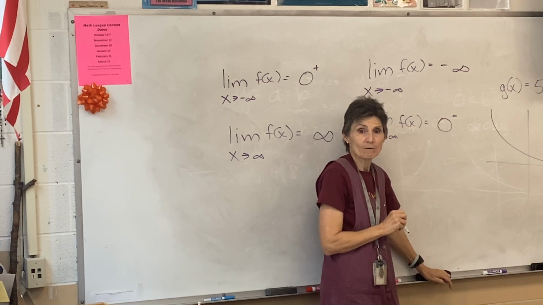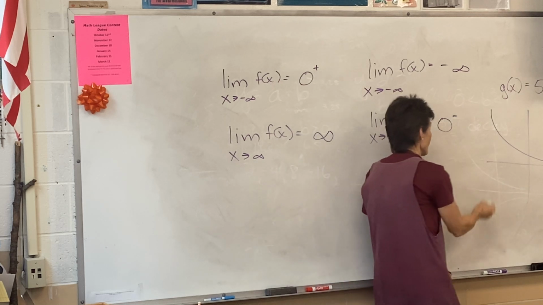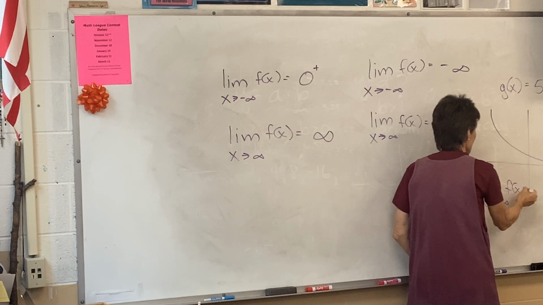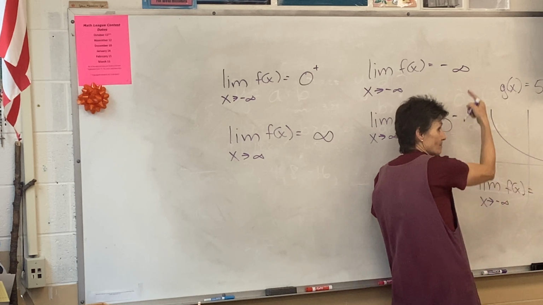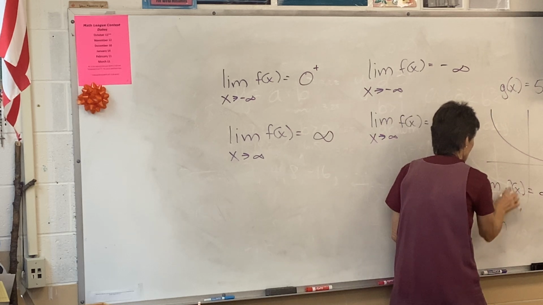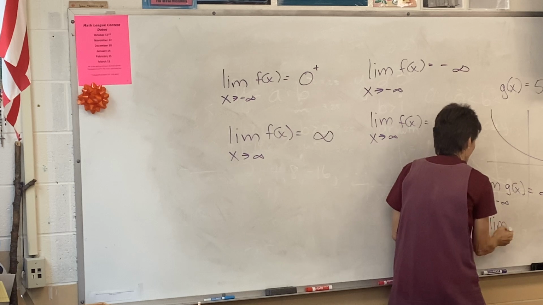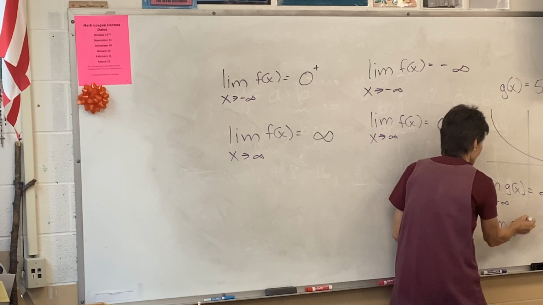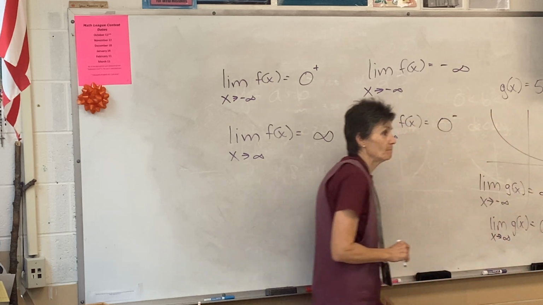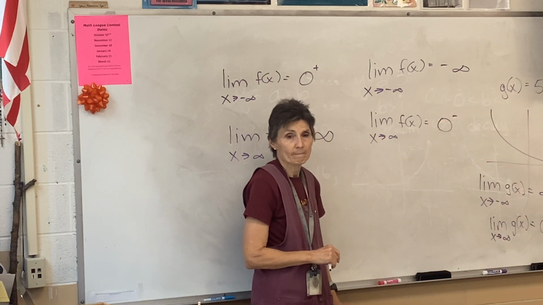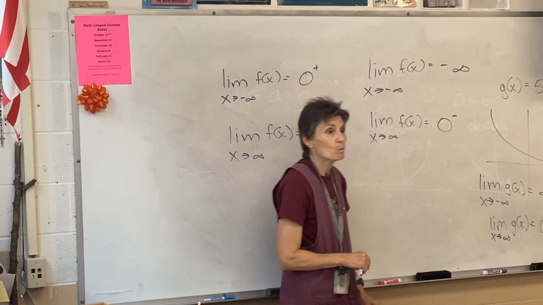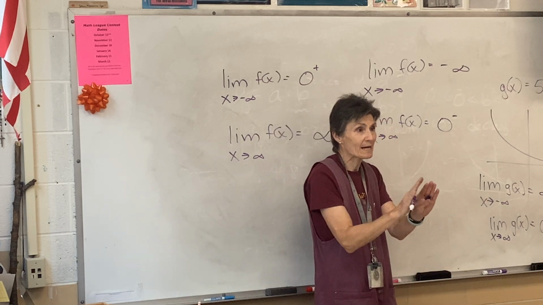Would that be okay with everybody? So the limit as x approaches negative infinity is infinity, and the limit, that's supposed to be a g, as x approaches positive infinity, 0 from the top. Do they always approach 0? No, because they always approach their asymptote.